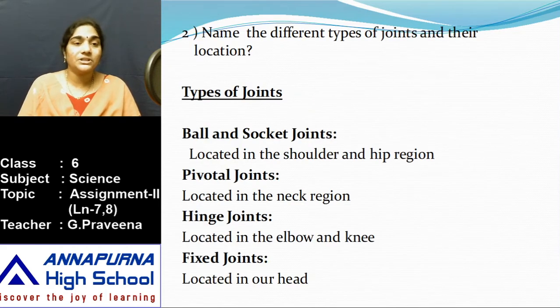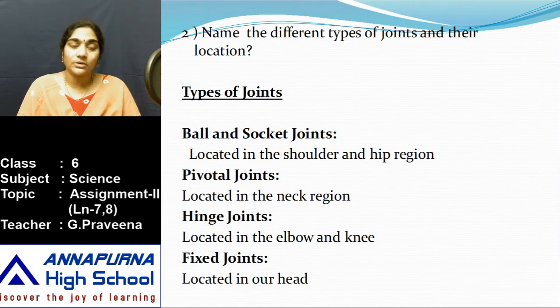Yes, and the next essay question is, name the different types of joints and the locations where they are located. The first one is ball and socket joints. They are located in the shoulder and the hip region. Next is the pivotal joint, located in the neck region. Hinge joint, which is located in the elbow and knee. For the hinge joint, the movement is possible only in one direction, the backward direction is not possible.